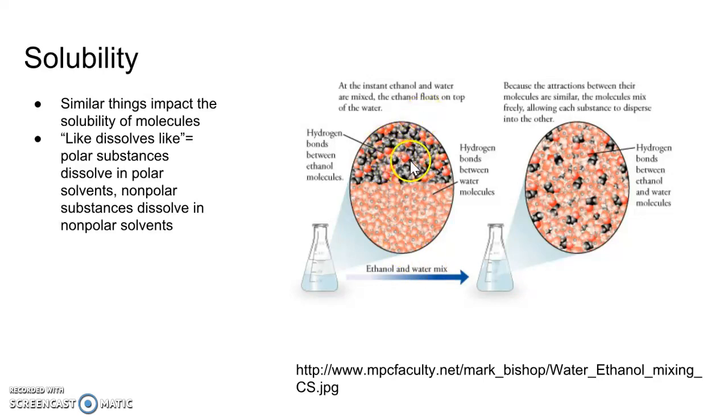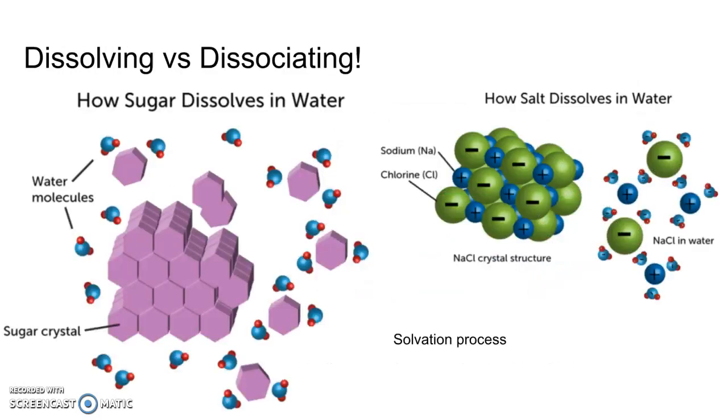The ethanol itself, if you look at the structure of it, it's in your packet, has the ability to hydrogen bond, so it hydrogen bonds with itself. Water has the ability to hydrogen bond with itself. Because those attractions are similar, once you mix them, you can have hydrogen bonding between ethanol molecules and water molecules. So they're able to mix freely and essentially dissolve into each other.